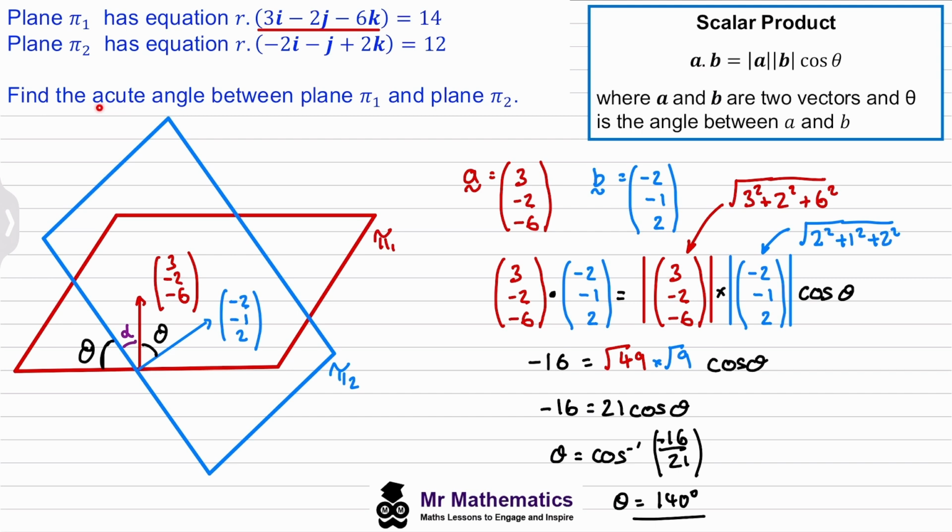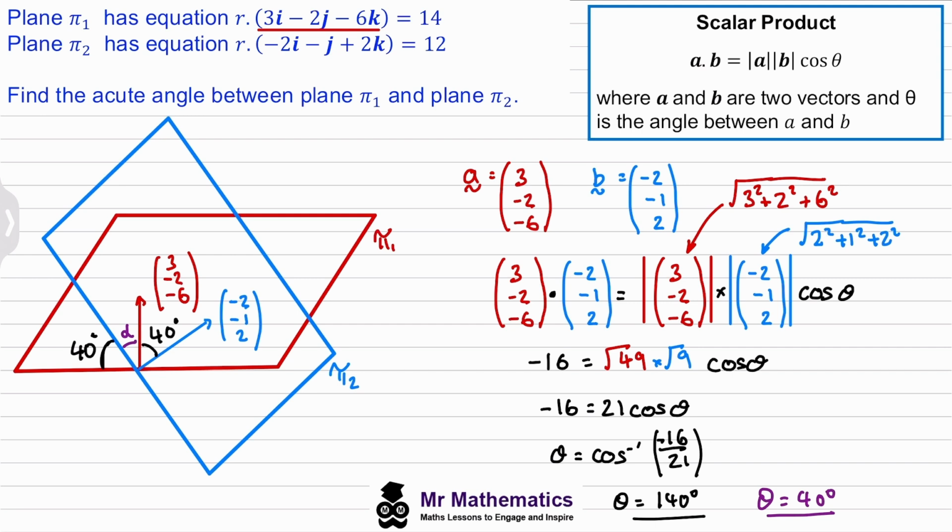But you can see that we were asked for the acute angle. So all we need to do is 180 take away 140, and this will give us theta is 40 degrees. Okay? So this is the acute angle between the two planes. I'll mark this on the diagram.